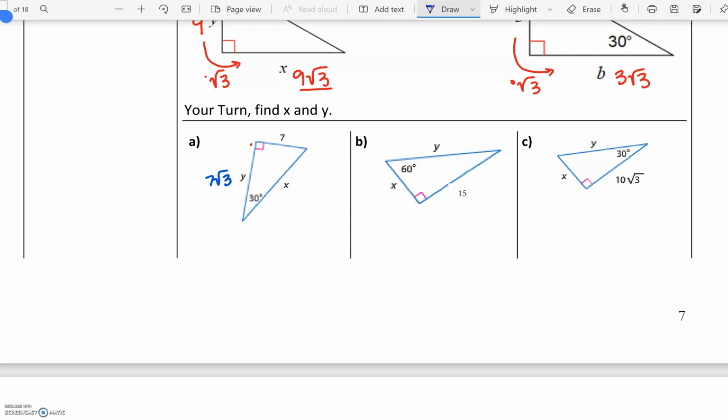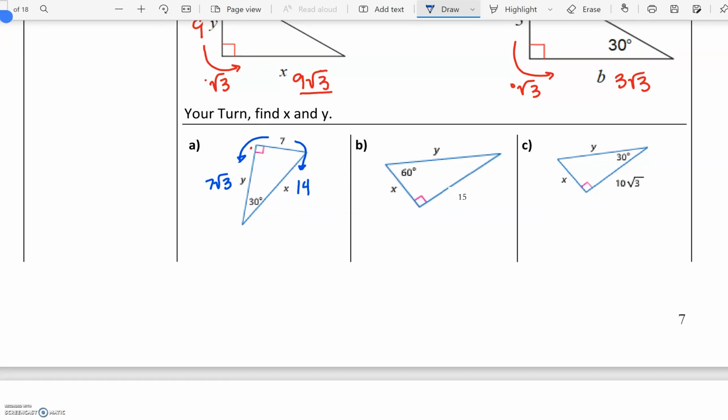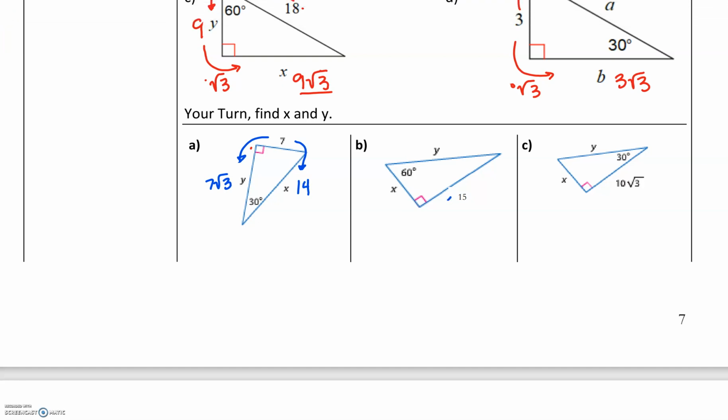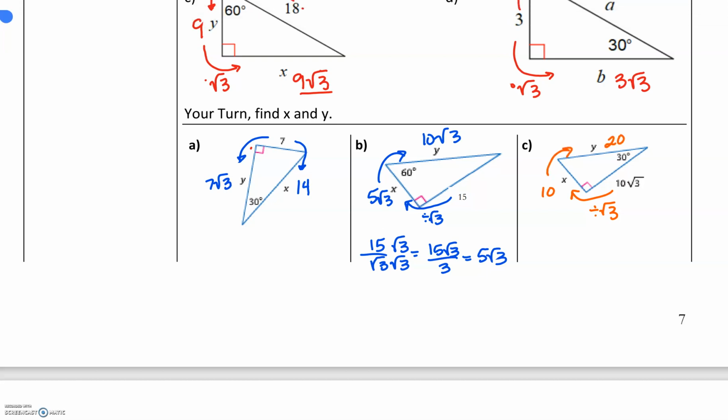Should have gotten 7 radical 3 and then doubling 14 for that one. Over here, we're going to go this direction, so we're going to actually divide by radical 3, do a little bit of rationalizing. So 15 radical 3 over 3, or 5 radical 3 for x, and then double it, so 10 radical 3 for y. And then this one, a little easier to divide by a radical 3, because you're just going to basically get rid of it. So it's 10, and then double it, 20 for your hypotenuse.